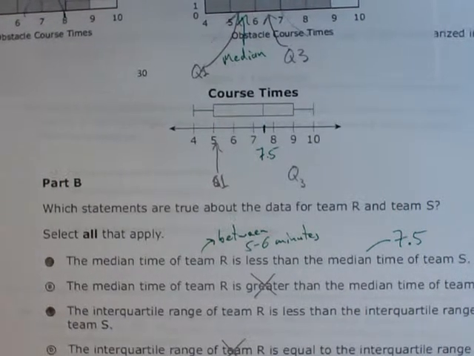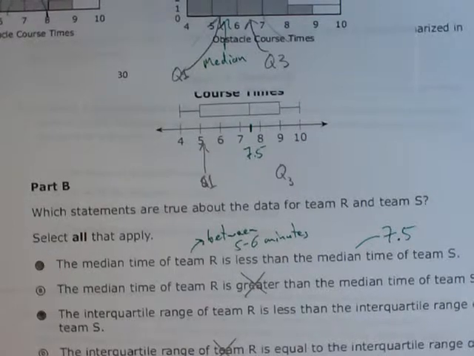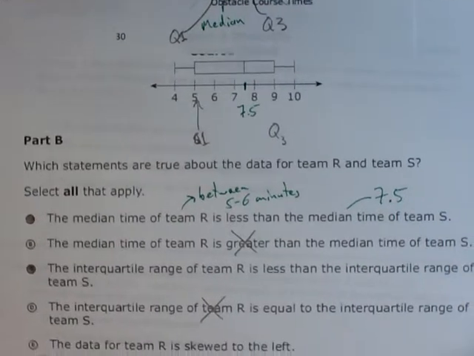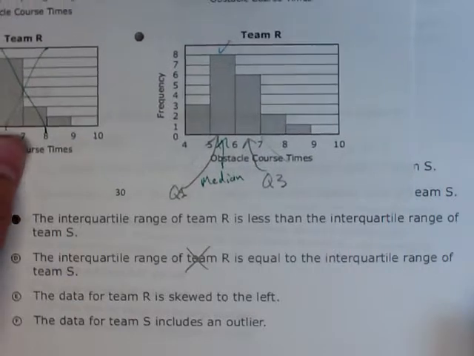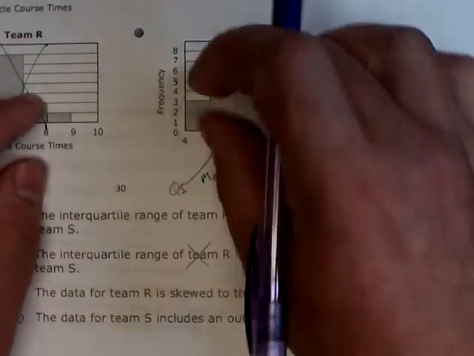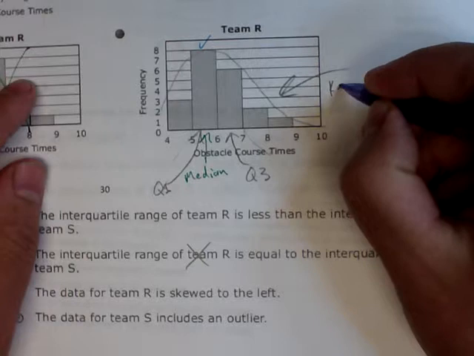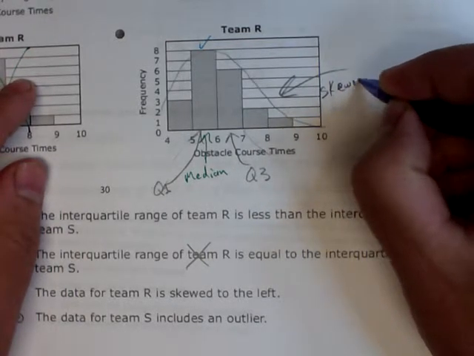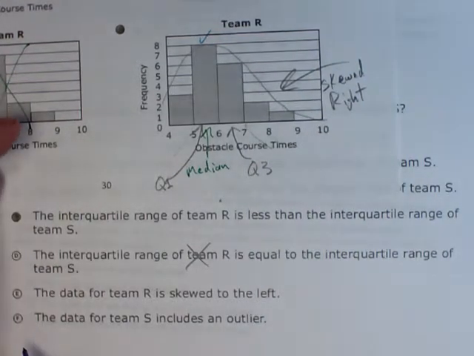The data for team R is skewed to the left. No. This is skewed to the right. It's pulled off of the normal curve. It's pulled off to the right. This is skewed right. So that's not true.